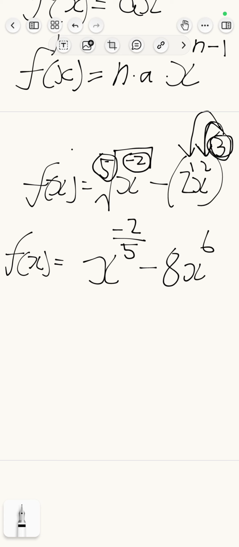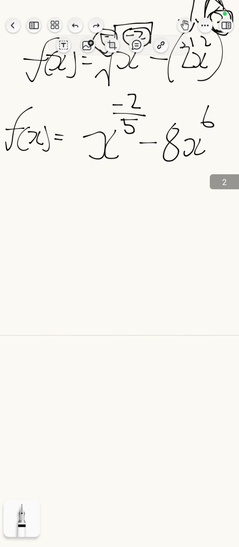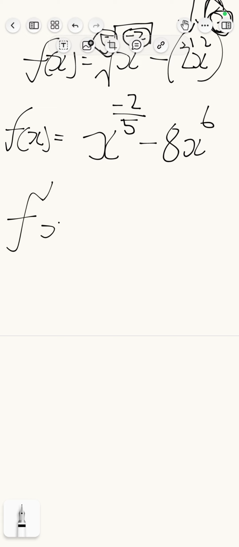Okay, so again, what did we do? We changed from root form to exponential form. And then over here, we got rid of our brackets. How did we do that? The exponent outside multiplied with all exponents inside. Okay, cool. Now we are ready to apply the rule. So we'll say this time f prime of x. This is the symbol that we are using because we're dealing with f of x. So f prime of x, and now we need to apply the rule.